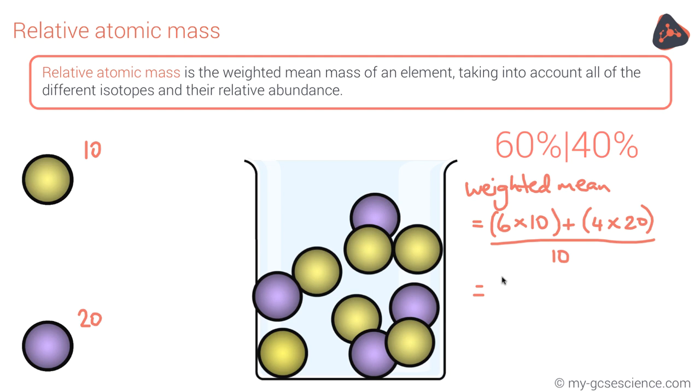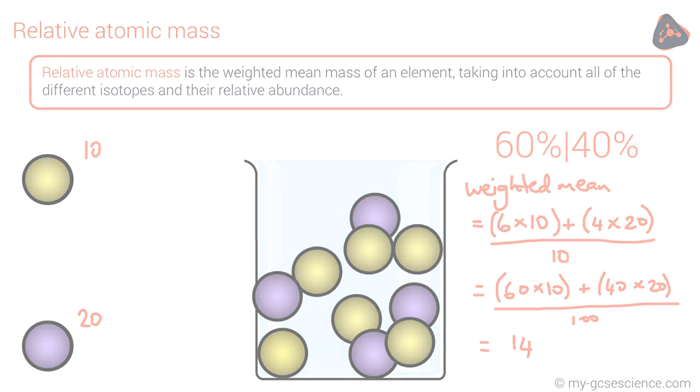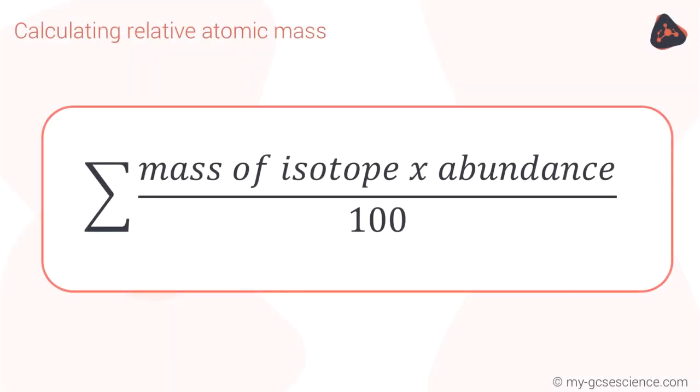If we do it using percentages, we say that 60% have a mass of 10, those are the yellow ones, and 40% have a mass of 20, those are the purple ones. We divide it by 100 because it's a percentage, and we again get the same answer, 14. So if we had 50-50 proportions of isotopes of this element, then the mean would be 15. But if it's 60-40, then the weighted mean is going to be closer to the mass of the atom which has a higher abundance. This is what the equation for the relative atomic mass would look like.